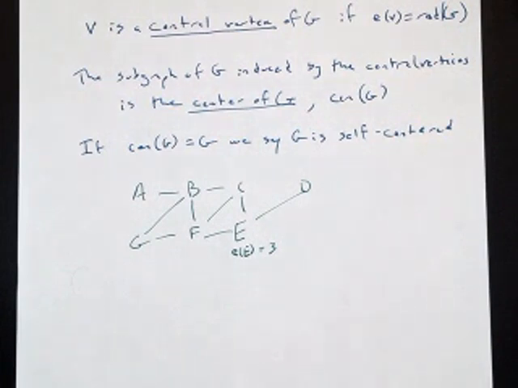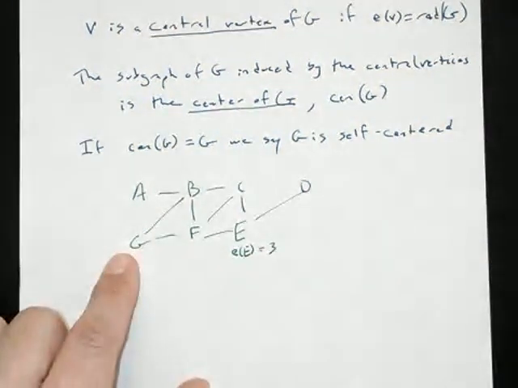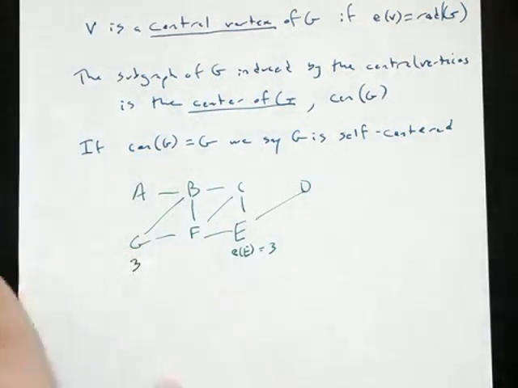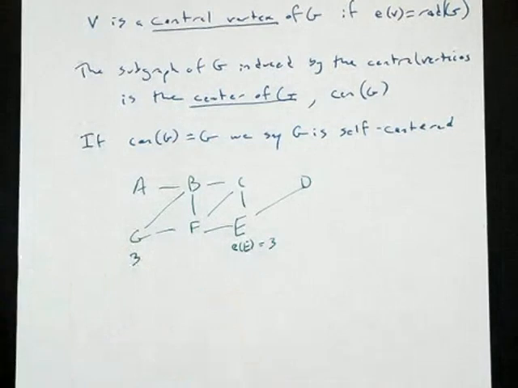Keep going. Pick another vertex. G, start measuring. B and F are 1 unit away. A, C, and E are 2 units away. And D is 3 units away. So the eccentricity here is also 3. I need 5 more.